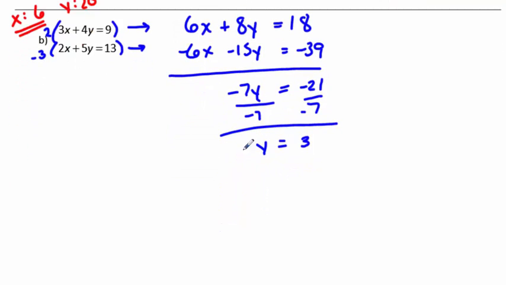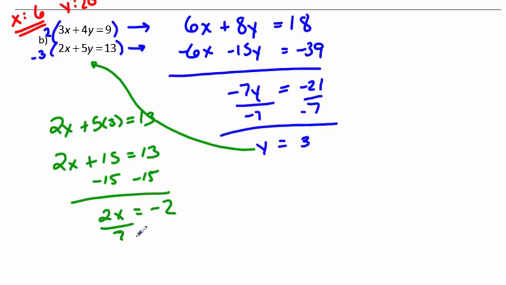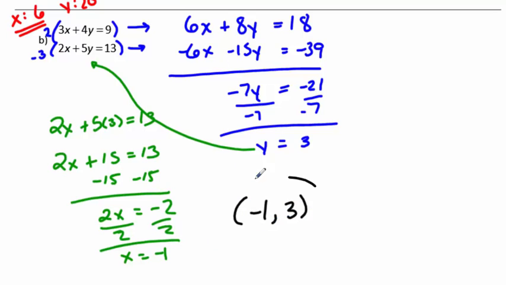To find the value for x, we're going to take our y equals 3, plug it into one of the equations. So that's 2x plus 5 times 3 equals 13. We have 2x plus 15 equals 13. Subtracting 15 from both sides will give us 2x equals negative 2. Divide by 2, x is negative 1. So the solution to this system is the ordered pair negative 1, comma, 3.